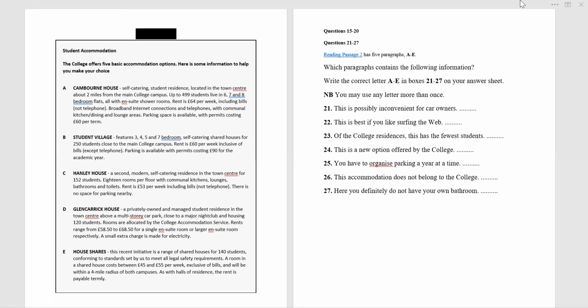The next one, this is one of the college residences. This has the fewest students. Of the college residences, this has the fewest students. So that's D. Because everywhere they have mentioned the number. And it is D, where the number is 120, which is the least comparatively to other ones.